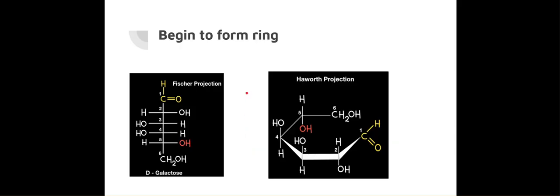Monosaccharides in ring form. Like we said, they exist in straight chains, but they're typically more stable in a ring formation. So here's a Fischer projection of D-galactose, our favorite buddy. We've looked at it a few times. Got 6 carbons in there. This is how it would look like in a ring formation.